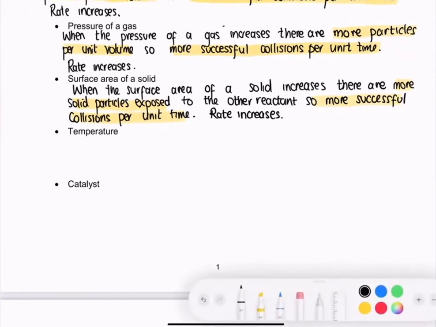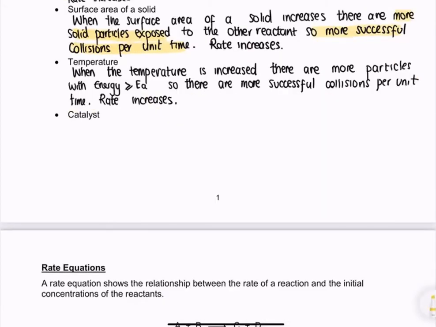Now, temperature and catalyst, you just have to bear in mind the explanation is a little bit different and takes into account activation energy. So pause the video and see if you can write about temperature. So here you just need to be careful and not fall into the trap of saying because they're moving more, there are more collisions for that reason. But that is a very small impact in comparison to more particles with energy greater than or equal to the activation energy. So that when they collide, many more of the collisions are successful. So many more particles have energy greater than the activation energy, and many more collisions are successful, and therefore the rate increases.